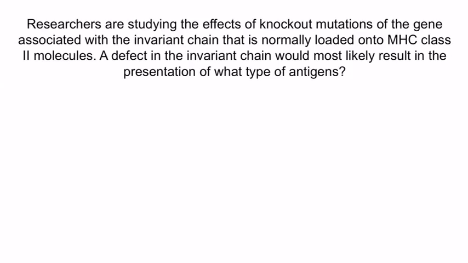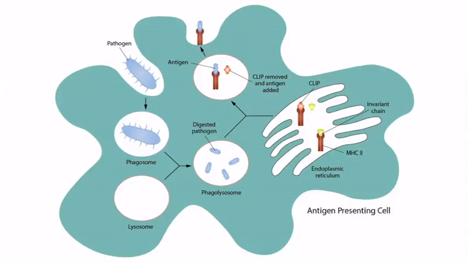Okay, so we're asked about the invariant chain. Recall from this image that the MHC2 complex is synthesized in the rough endoplasmic reticulum along with many other proteins. The invariant chain, which we can see right here, normally prevents self-antigens from being loaded onto the MHC2 complex. So if the invariant chain were defective, then the protein synthesized in the rough ER could be loaded onto the MHC2 complex, and the antigen-presenting cell would present self-antigens.